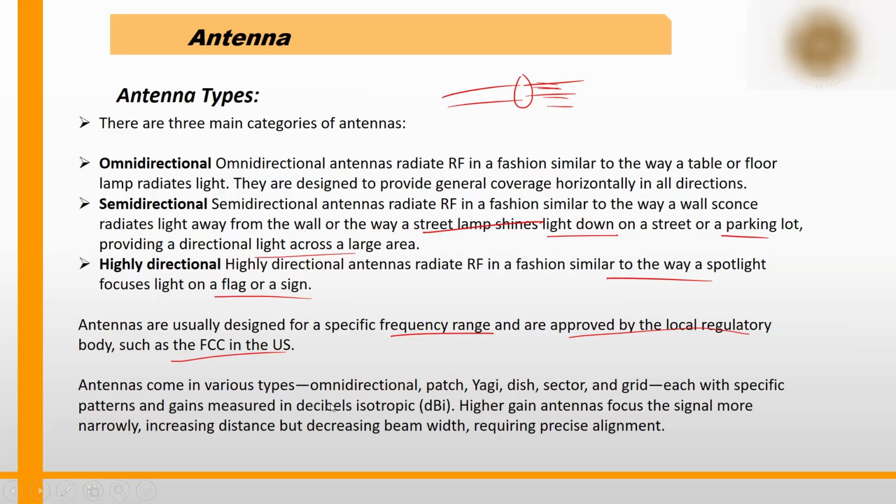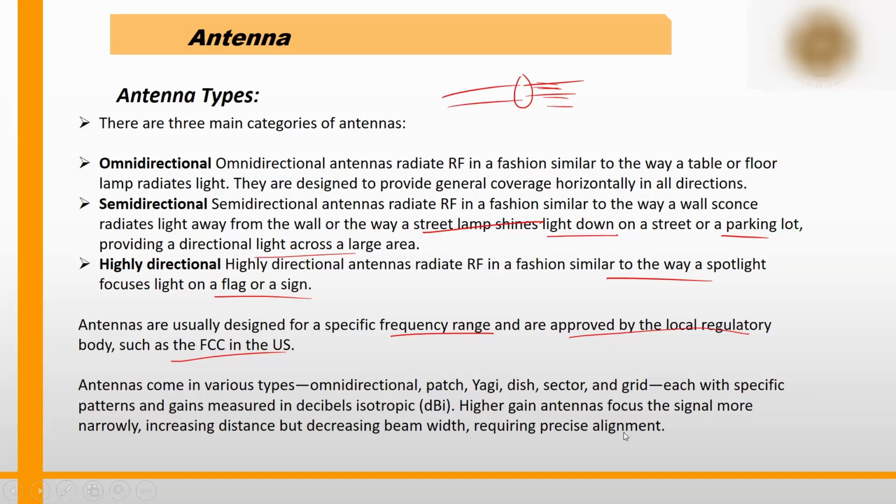Antennas come in various types: omnidirectional, patch antenna, Yagi antenna, dish antenna, sector, and grid, each with specific patterns and gains measured in decibel isotropic (dBi). Higher gain antennas focus the signal more narrowly, increasing distance but decreasing beam width. Highly directional antennas focus the signal more narrowly, increasing the distance but decreasing the beam width, requiring precise alignment.